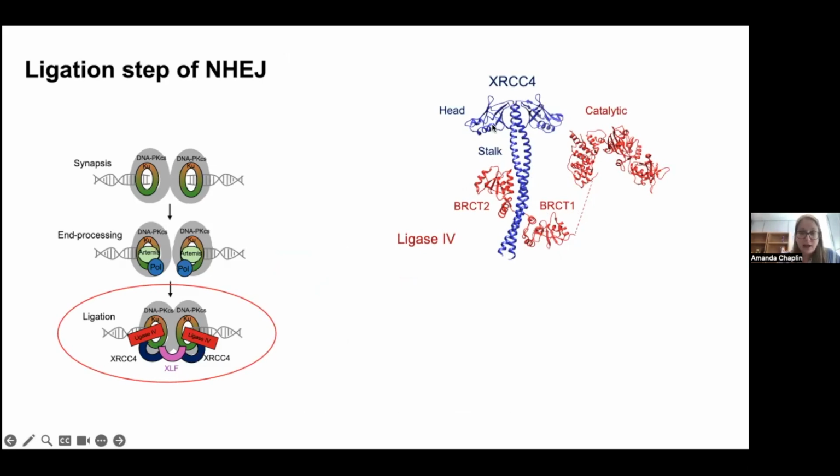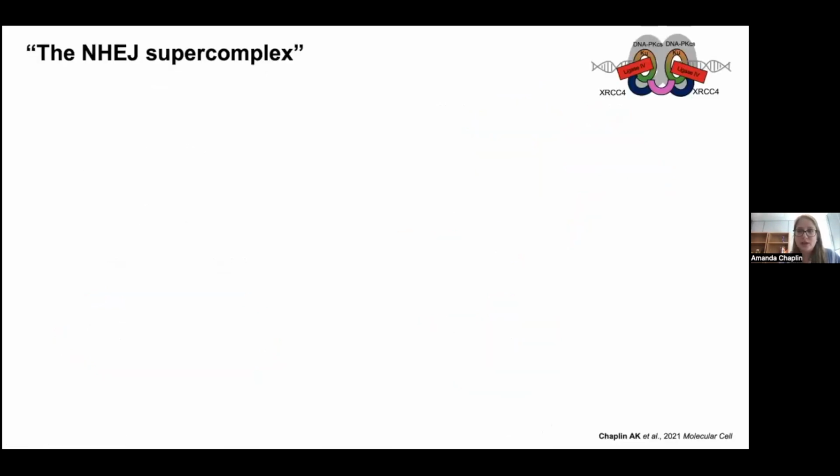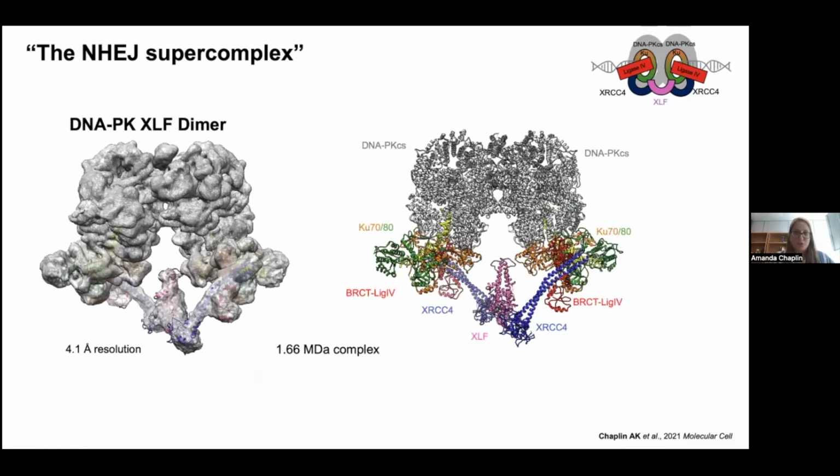And in the same family as XRCC4 is a protein called XLF, which is shown here in pink. You can see it's kind of in the same family because it has this stalk region and this head domain. And so what we did with our optimized cryo methodology was that we then added in these proteins. And with a lot of data processing and optimization, we managed to reveal that there was in fact another type of DNA-PK dimer.